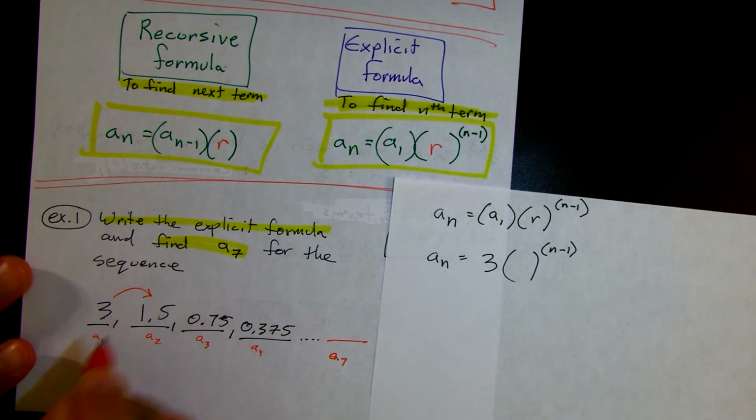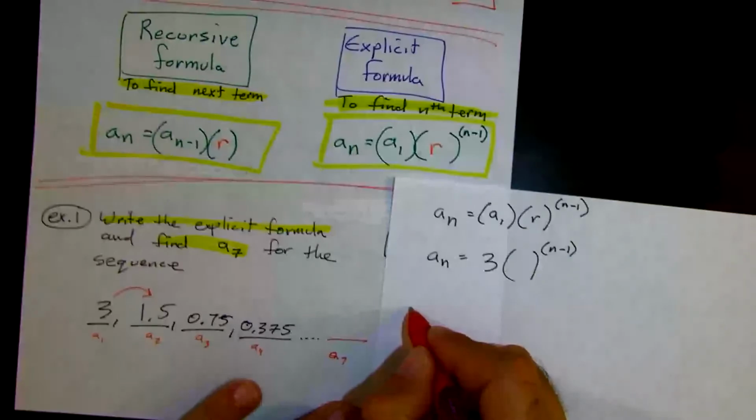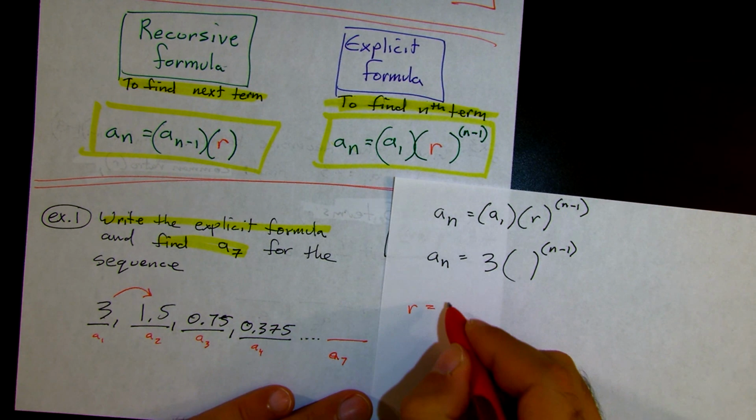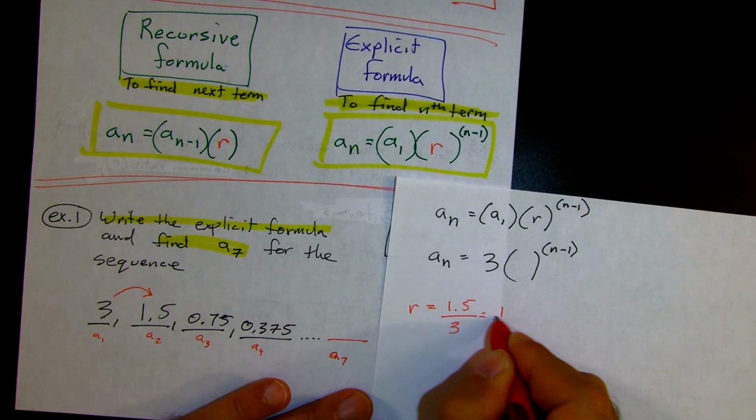How did we go from 3 to 1.5? Tell me in the chat, what do you think? How did we go from 3 to 1.5? What did we multiply by? Good cadence. Hey, if we didn't know, we could find the common ratio by taking 1.5 and dividing it by 3. We get the common ratio of 1/2.